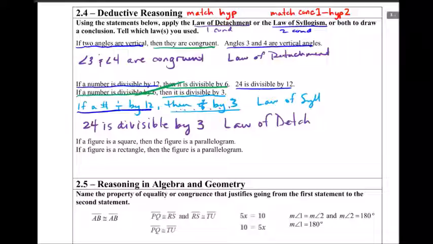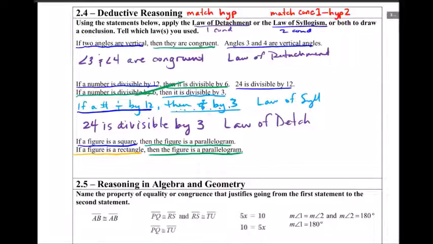All right. The last one here. If a figure is a square, okay, that's an idea, so we give it a color, then the figure is a parallelogram. All right. Next statement says, if a figure is a rectangle, well, that doesn't match anybody, so we have to give it a new color. Then the figure is a parallelogram. Well, that matches our green one up here, so we're going to give it a green one.